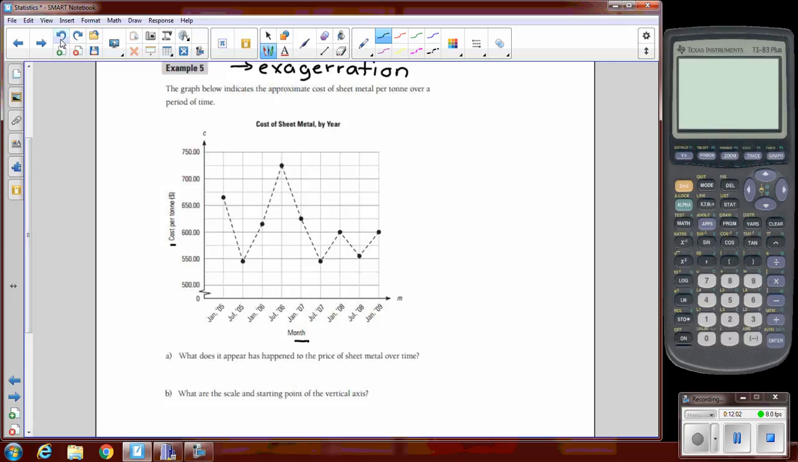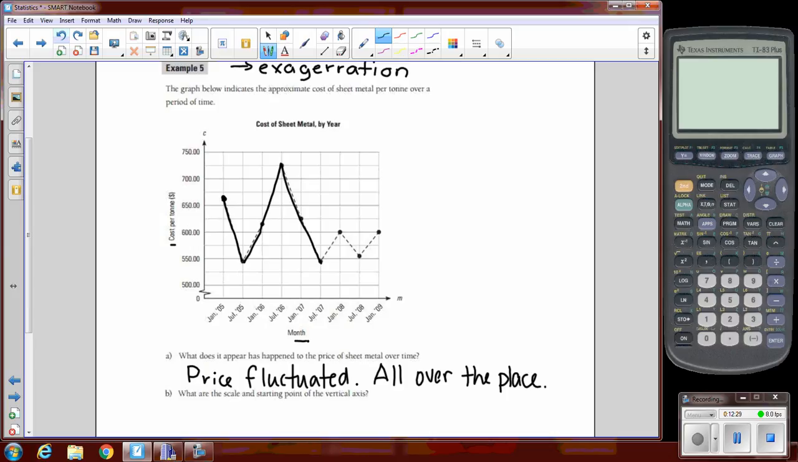Well, it's telling you that the price fluctuated. It's all over the place. You could see from the first time they took it in January of 2005, it looks like the price just went down. And then within 1 year, the price just shot back up and then dropped right back down. This is what your eyes see in this graph.